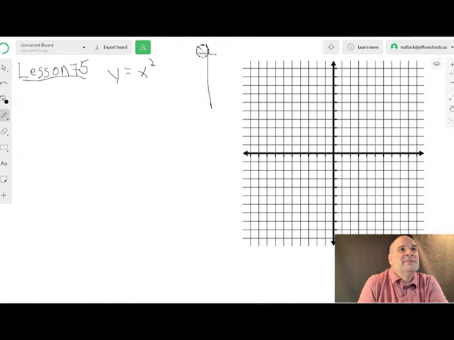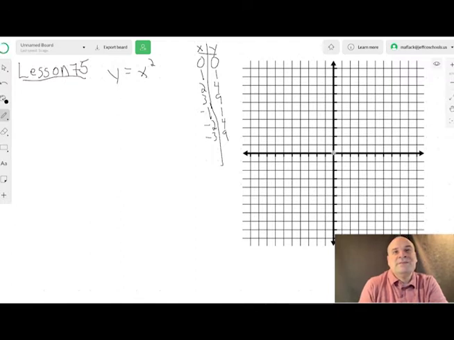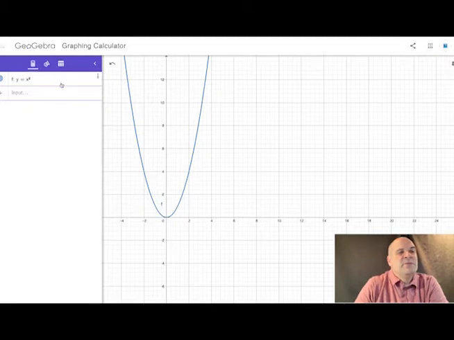If I did a little xy chart here, pick some x's, 0 times itself equals 0, 1 times itself equals 1, 2 times itself equals 4, 3 times itself equals 9. Also, the negated versions equal the same thing. So negative 1 times itself equals 1, negative 2 times itself equals 4, negative 3 times itself equals 9. If you plot your points, you get 0, 0, 1, 1, negative 1, 1, 2, 4, negative 2, 4. This is what y equals x squared looks like.